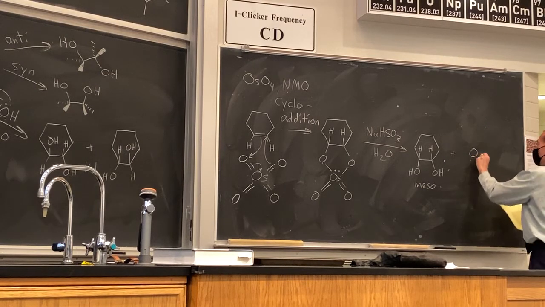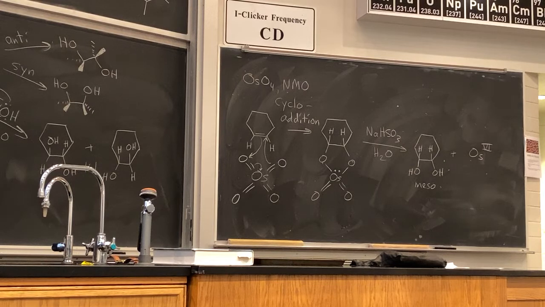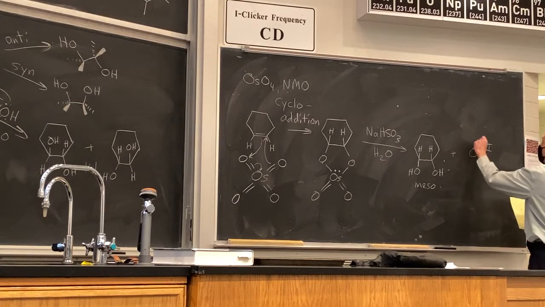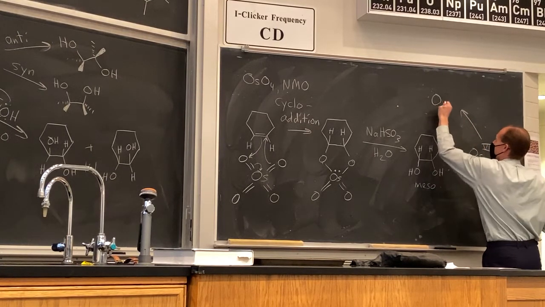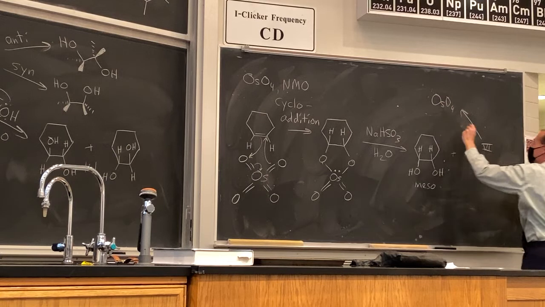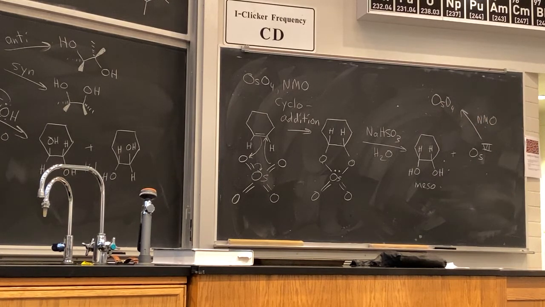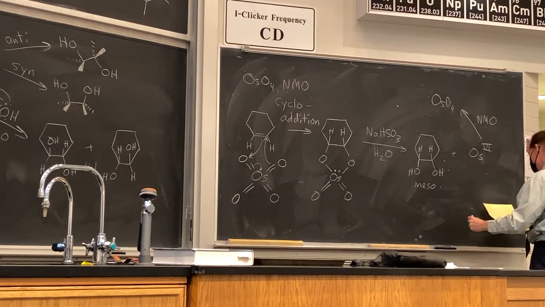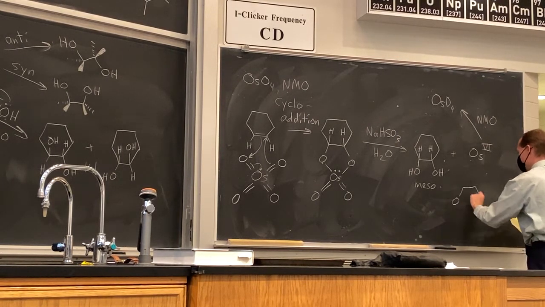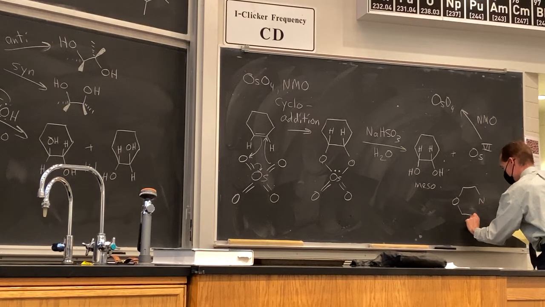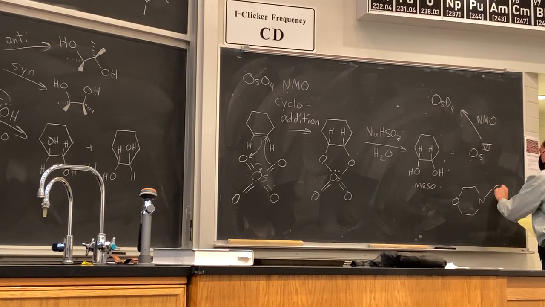And then we're going to form an osmium-6 species. We're not going to draw it out, but we've reduced our osmium from osmium-8 to osmium-6. So if we want to use it again, we have to regenerate osmium tetroxide, and that's where we use this other oxidant, this co-oxidant, which is called NMO. And I'll draw the structure of NMO for you. It stands for N-methylmorpholinium oxide.